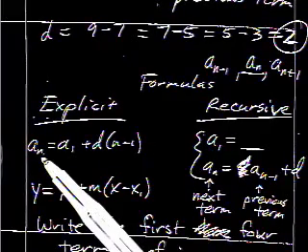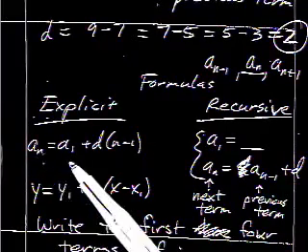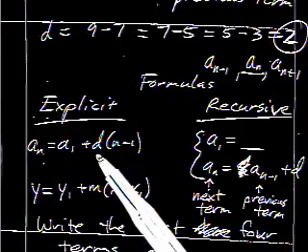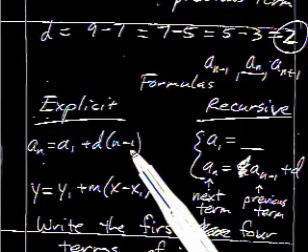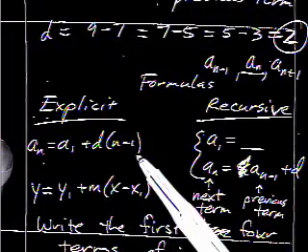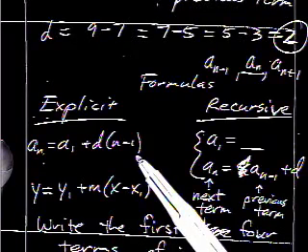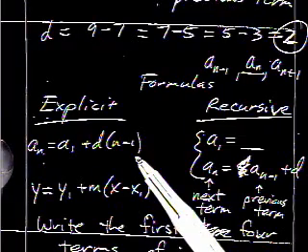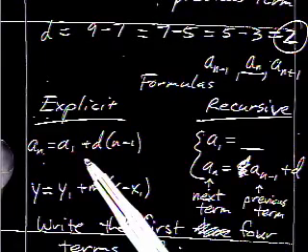The explicit formula looks like this. It says that the next term in the sequence can be found by taking the first term plus the constant difference times n minus 1. Now this one doesn't rely on any previous terms, so guess what? This is my favorite one because you can go straight to any term in the sequence. If you want to know the 500th term, use this formula because you'll go straight there by plugging in 500 for n.